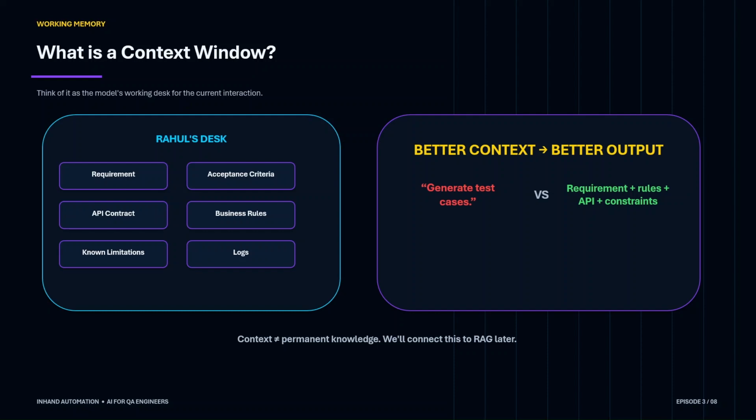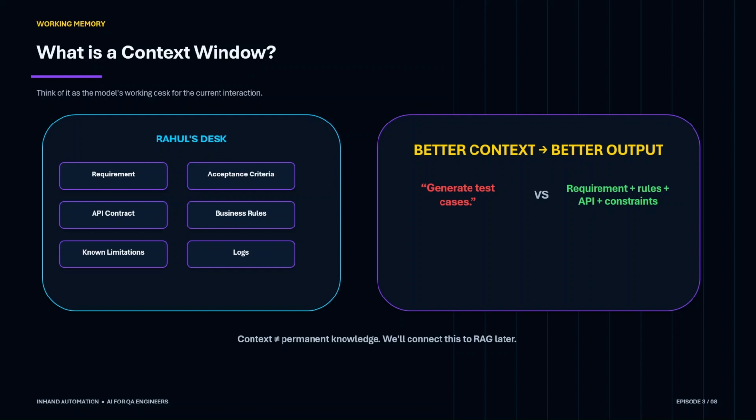How is it important? Let's see. Just imagine if you ask it to generate the test cases, and the AI asks internally, test cases for what? If you provide only one line of requirement, AI has a limited context, right? But if you provide a requirement, acceptance criteria, business rules, API contract, and existing behavior, now the model has much better context to work with. So remember, better context often leads to a better output.